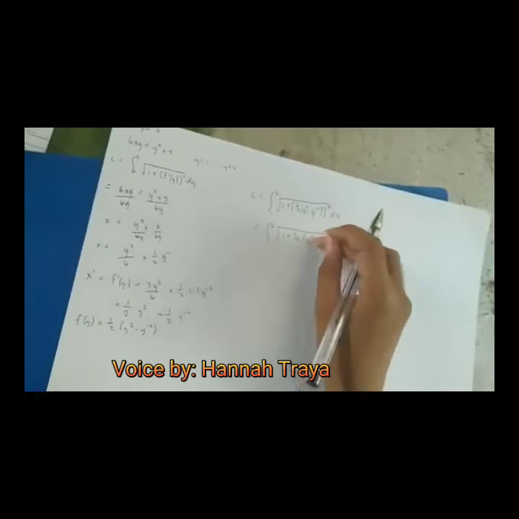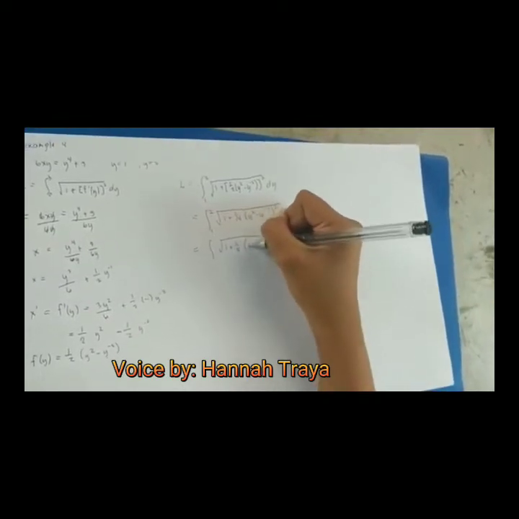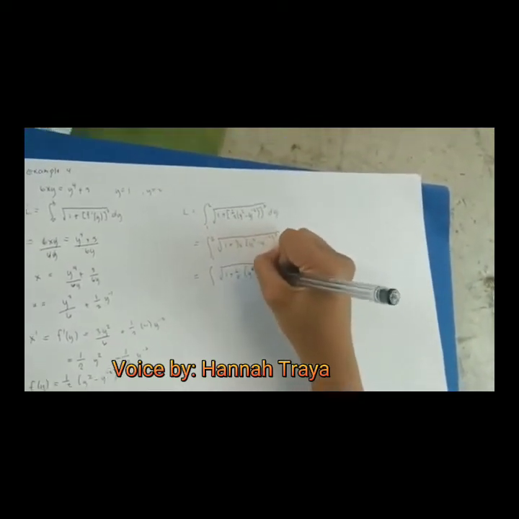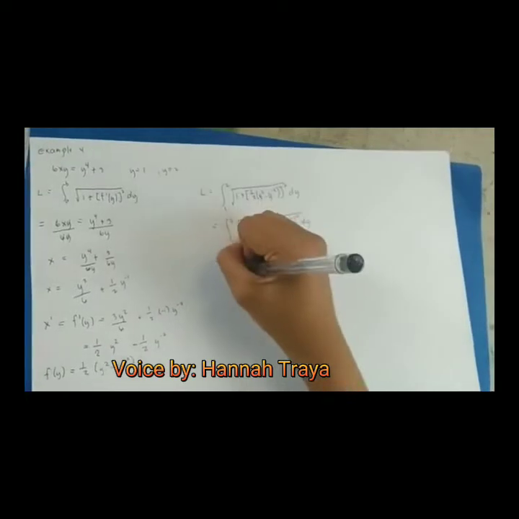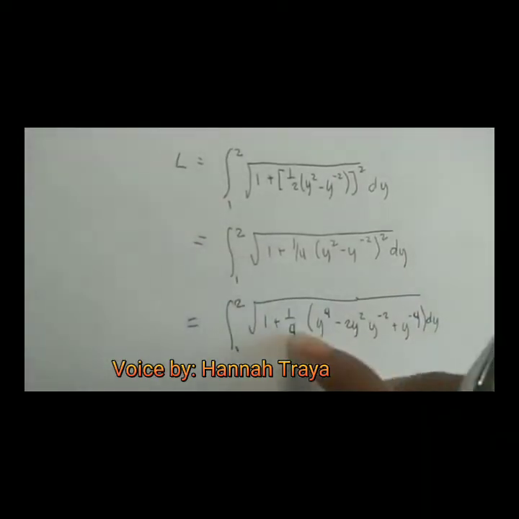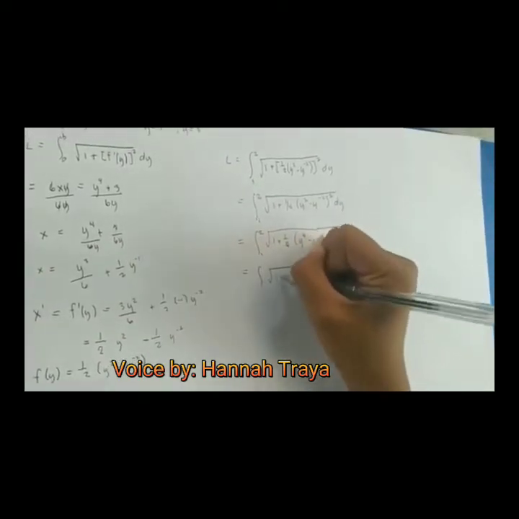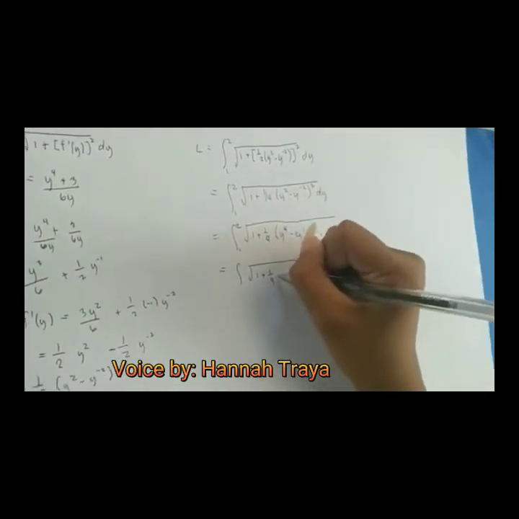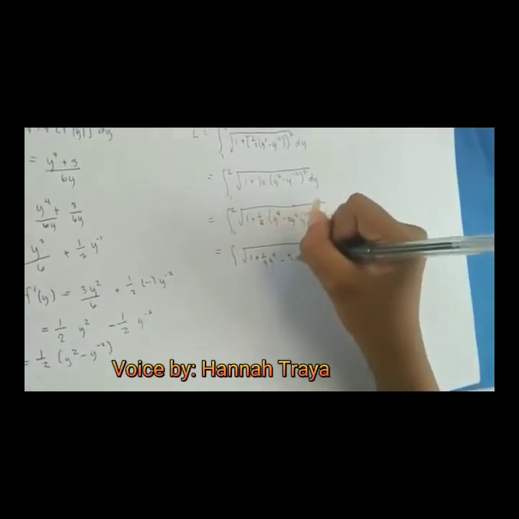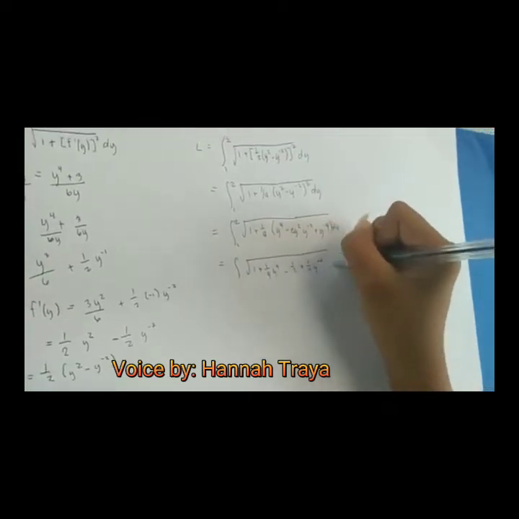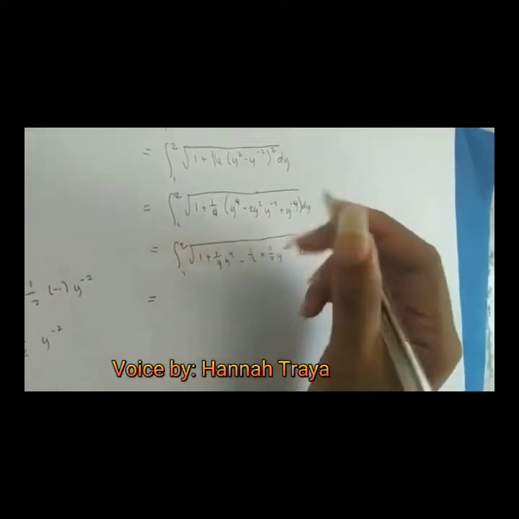And then, apply the binomial expansion. So, equals the integral of 1 plus 1/4 times y raised to the power of 4 minus 2y squared times y to the negative 2 plus y to the negative 4, dy from 1 to 2. Further simplifying, distribute this 1/4 here. Equals the integral of 1 plus 1/4 y raised to the power of 4 minus 1/4 times 2, which is 1/2, plus 1/4 y raised to the power of negative 4, dy from 1 to 2. Next is combine the similar terms, which are the constants, this 1 and minus 1/2.